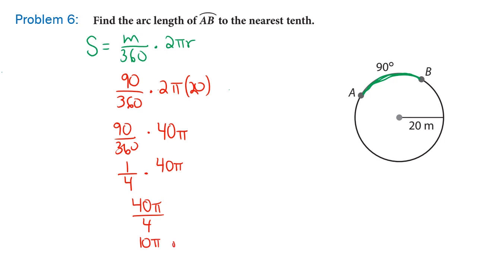And if we round to the nearest tenth, 10 times pi, using pi, not 3.14, on the calculator, I'm going to get 31.4 as the length of the arc. So the distance that we have here is 31.4 meters, the physical length. If you were walking on this circle, that's the distance you would have to travel.